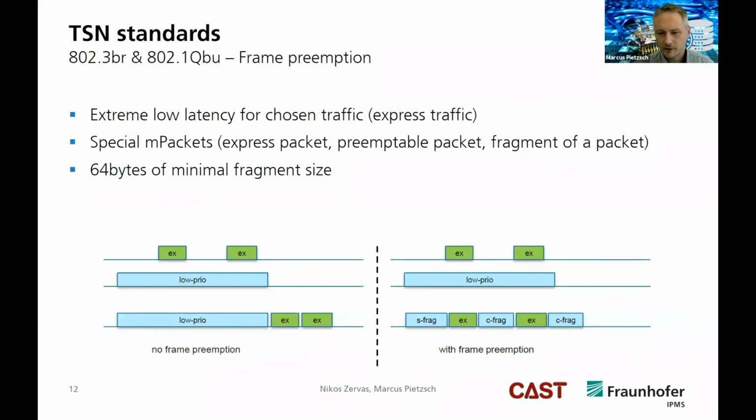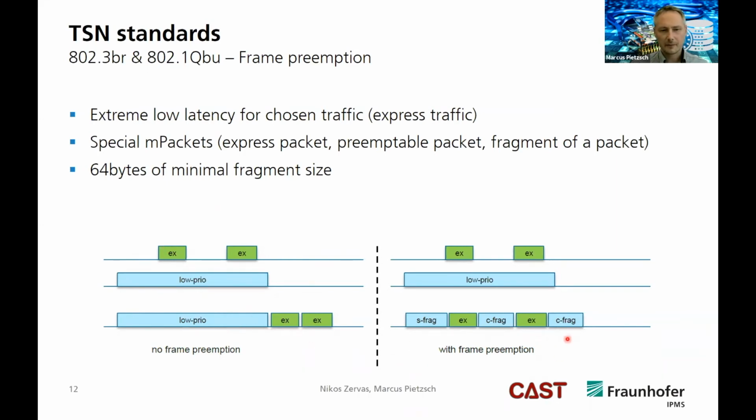Another standard I just want to briefly mention here is the frame preemption, which is a mix of two standards actually. It's focusing on extreme low latency data transport for chosen traffic classes, which we call express traffic. So how does it work? In the image on the left side, you can see a data transport without frame preemption enabled. If a low priority packet is already on the line and express traffic shows up, the usual way is that the low priority data frame would be transferred, and afterwards the express frames would be transferred, which gives you a huge amount of latency in the worst case situation.